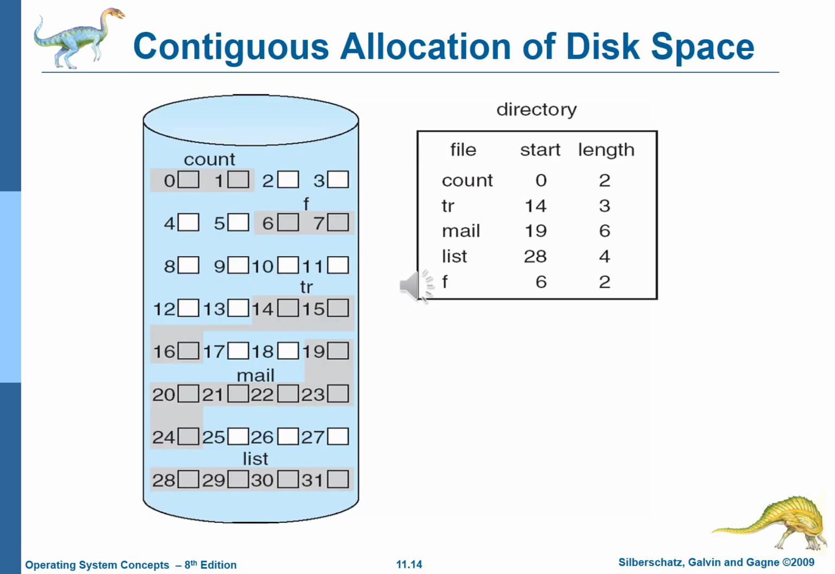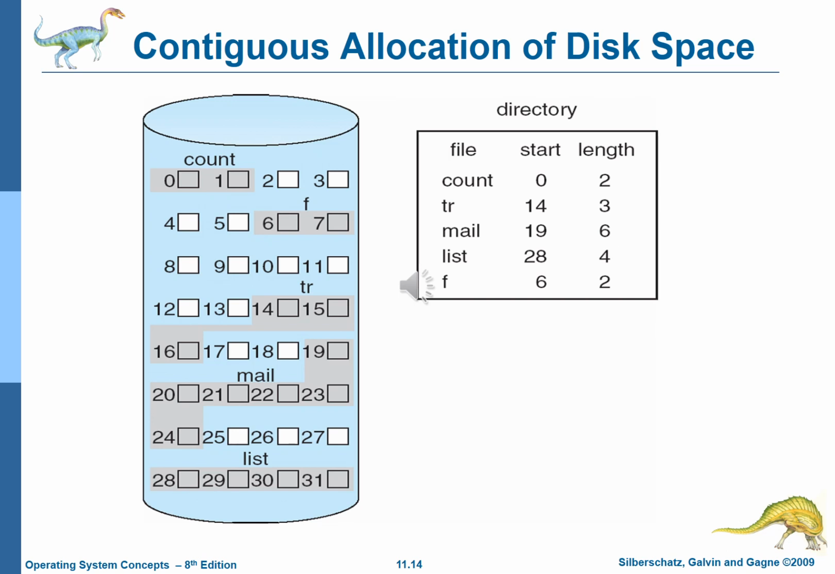This slide shows directory structure. In this example there are 5 files. They have starting block number, address and length, meaning how many blocks are given to a file. For example, count starts from block number 0 and its length is 2. So block number 0 and block number 1 are assigned to count.